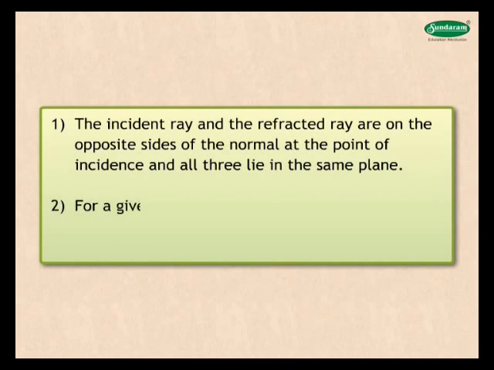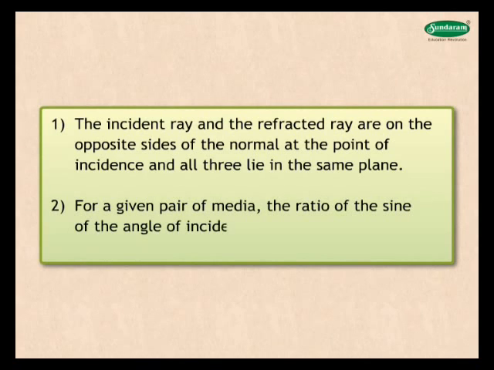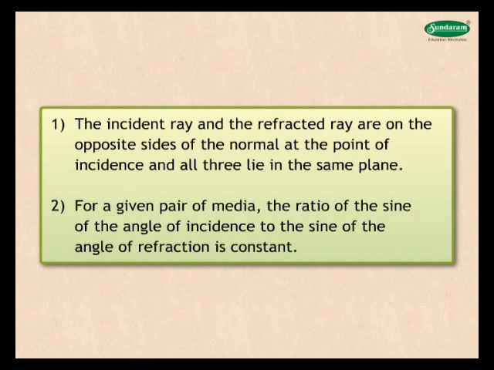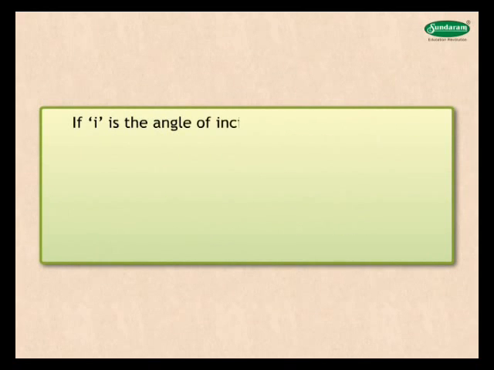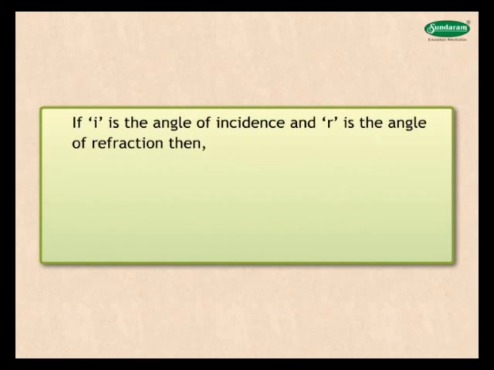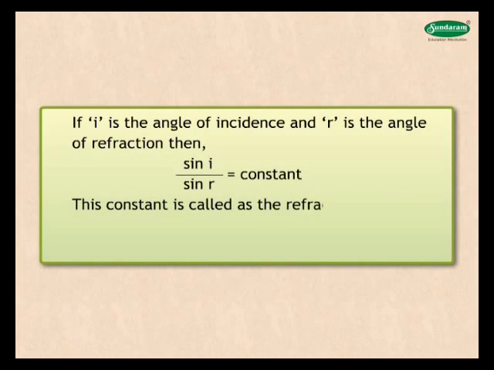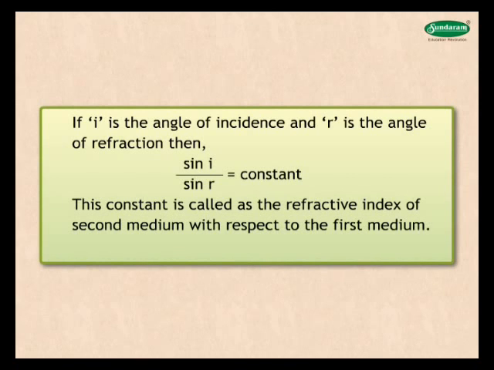2. For a given pair of media, the ratio of the sine of the angle of incidence to the sine of the angle of refraction is constant. If I is the angle of incidence and R is the angle of refraction, then sin I upon sin R is equal to a constant. This constant is called the refractive index of the second medium with respect to the first medium. It is denoted by this letter.